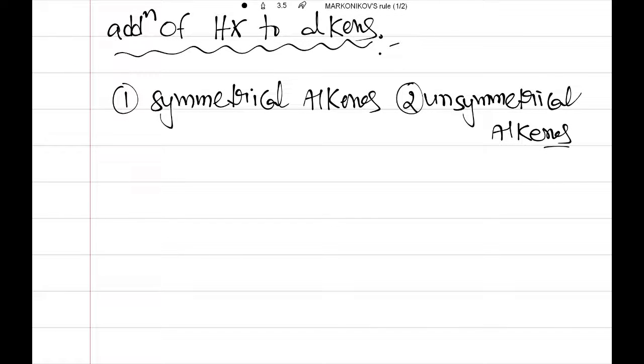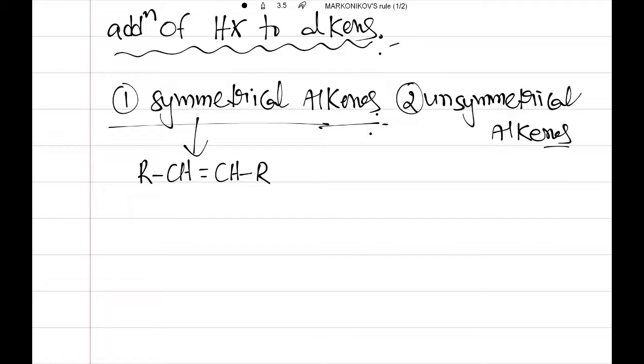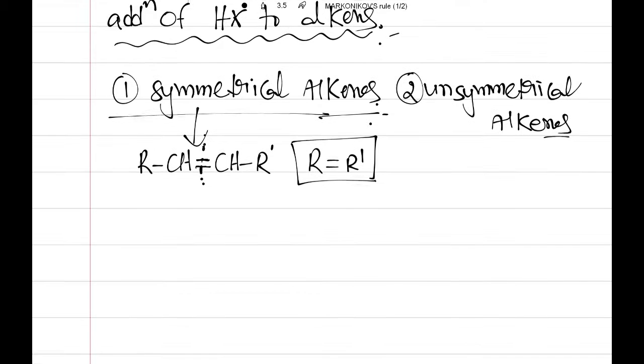First, I want to go with the symmetrical alkenes. What is the meaning of symmetrical? If you cut them in the middle, it becomes two equal halves. For example, I am taking the alkene RCH double bond CHR'. If R and R' are both the same, R equals R', then if you cut this in the middle, it becomes two equal halves. Yes or no? Then we can say this is a symmetrical alkene.